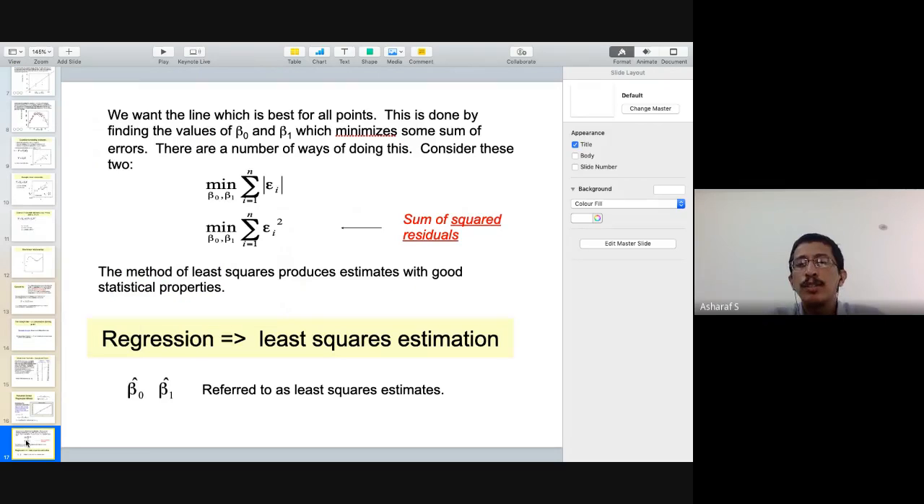Right. So what is our agenda? We want to find that line or that hyperplane which best represents my points. This is done by finding beta 0 and beta 1, which minimize the sum of errors. So here comes the notion of error. How do you represent the error function? You can represent it in multiple ways. The simplest way is to take the absolute value of that error and sum it up over all the points. The most practical choice is the sum of squared residuals.